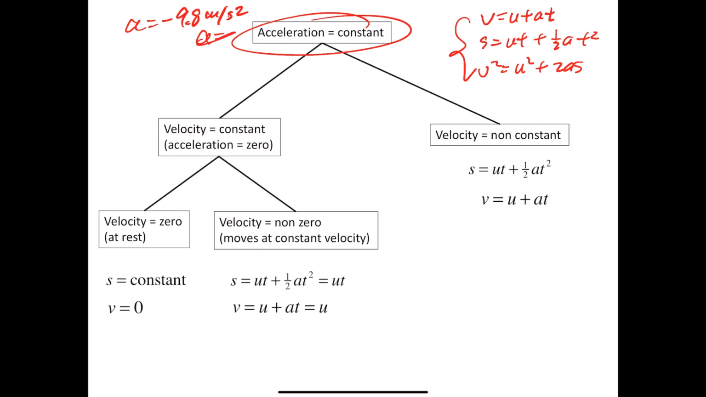We all know when we throw the ball up and down, A is constant, 9.8 meters per second squared, negative. Any idea when A is not constant? Any? Air resistance, yes. If you include air resistance, the acceleration will not be constant.